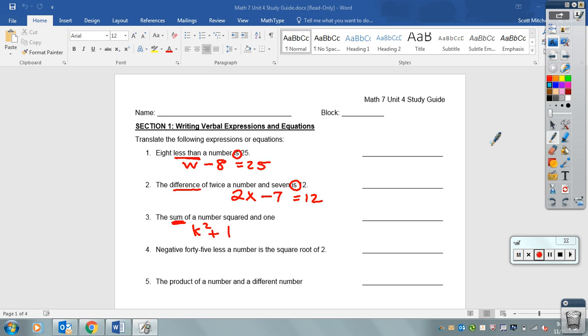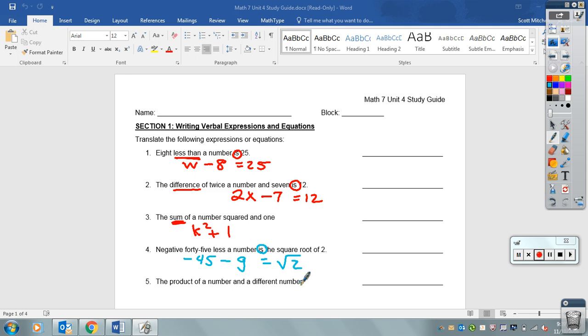For number 4, negative 45 less a number, here's the word "is", is the square root of 2. So negative 45 less a number. Less is different than less than, which is also different than is less than. Negative 45 less a number is the square root of 2.